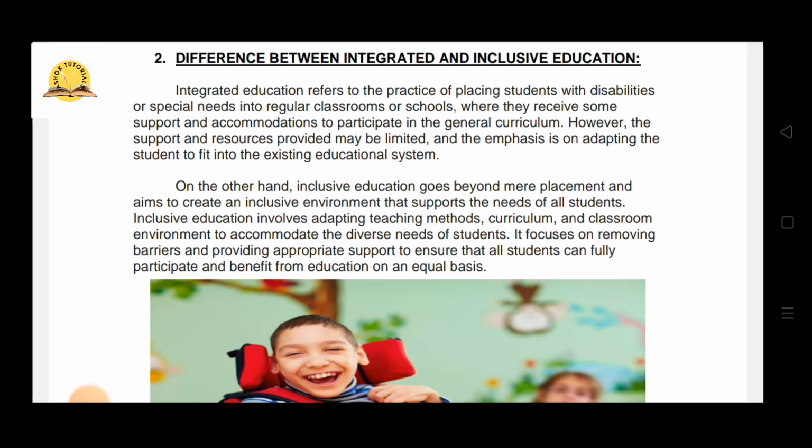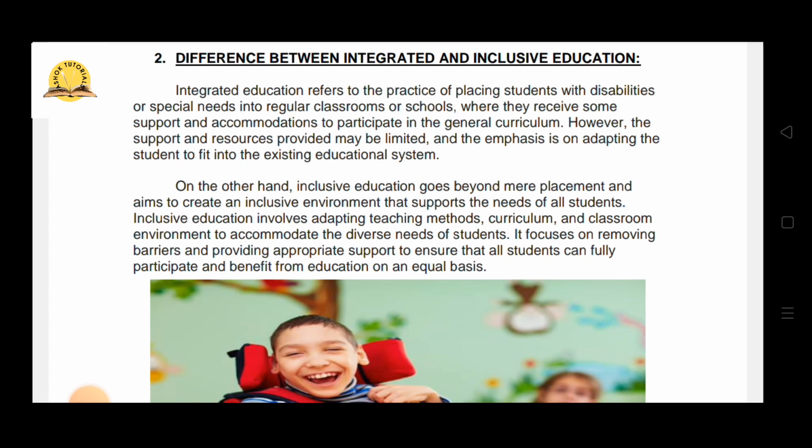Let's see. So integrated education refers to the practice of placing students with disabilities or special needs into regular classrooms or schools where they receive some support and accommodation to participate in the general curriculum. However, the support and resources provided may be limited and the emphasis is on adapting the student to fit into the existing educational system.